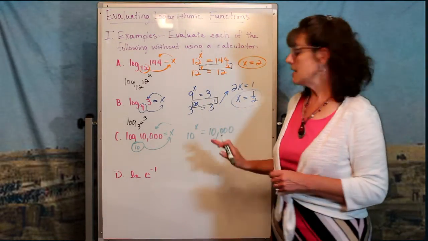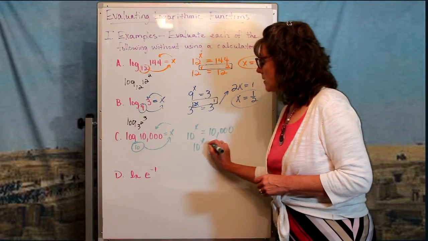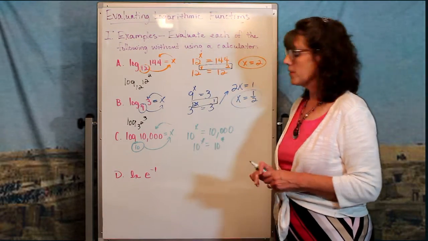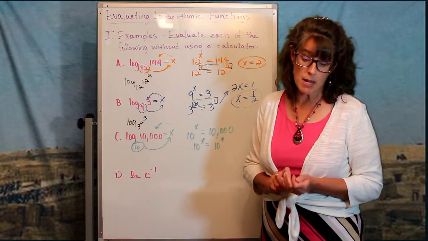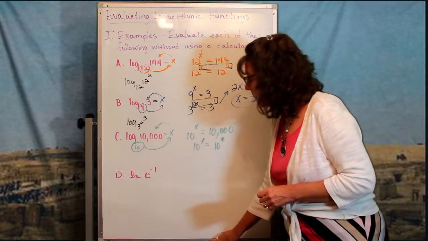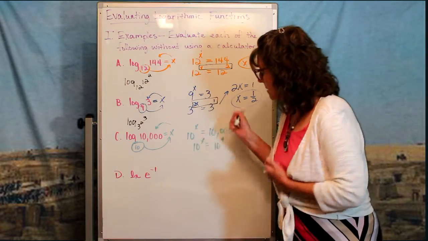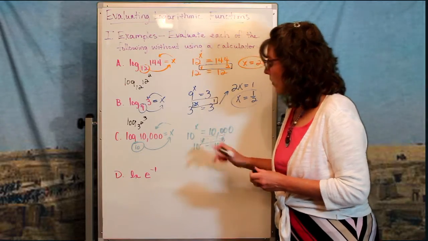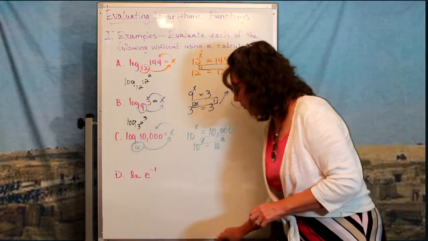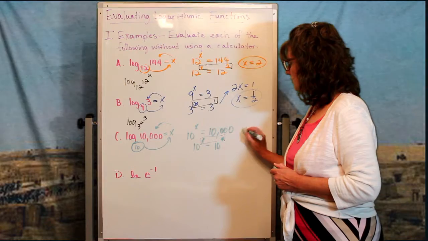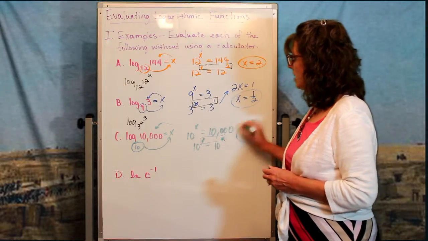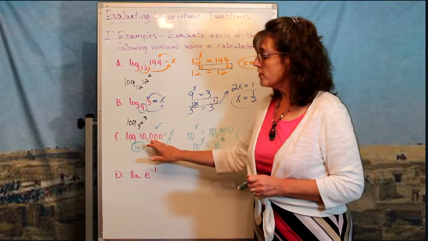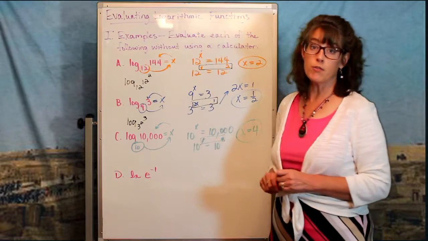And here again, 10,000 is going to be 10 to the 4th power. And now those bases are the same, and when those bases are the same, then that means those exponents have got to be the same. So therefore, that x has got to be a 4. Meaning that log of 10,000 is simply going to be a 4.